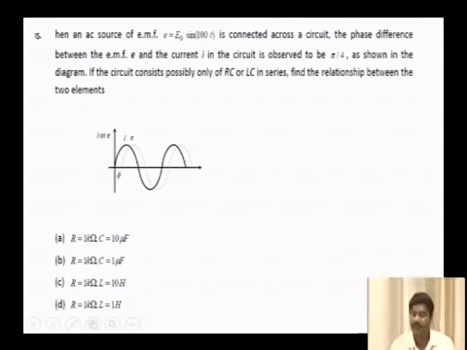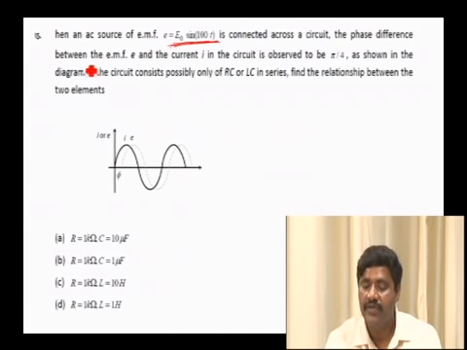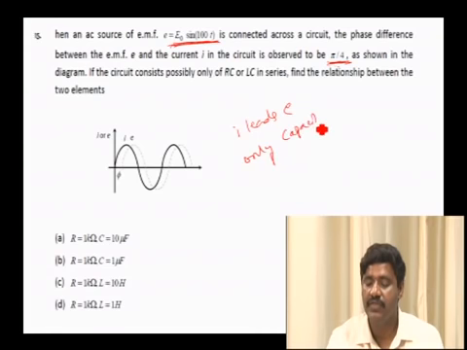There is a graph which is having I and E. We have E naught sin 100t, where E naught is the peak value. Then it is observed that the phase difference is pi by 4. Just look at this current and E. Which is actually leading? Current is leading EMF by an angle pi by 4. In which case does current lead EMF? Current leads EMF only in the case of a capacitor. That means this circuit might be an RC circuit.